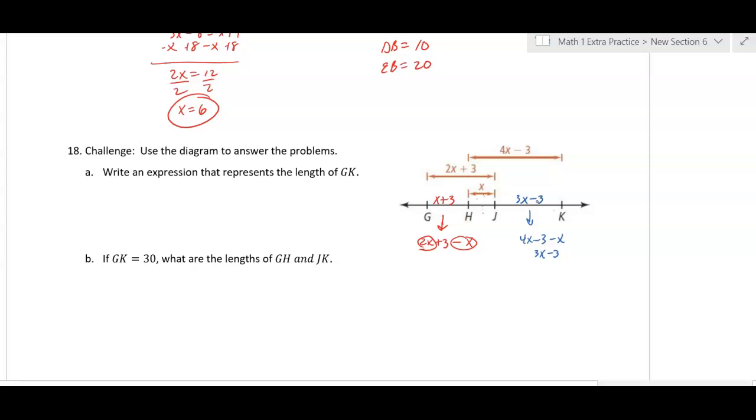So now the expression for that would just be x plus 3 plus x plus 3x minus 3. So GK would be 5x, and that's it. So if GK is 30, what are the lengths of GH and all that? Right, so if GK is 30, if 5x equals 30, you know x is 6. So GH would be 6 plus 3, which is 9. And JK would be 3 times 6 minus 3, which would give you 15.